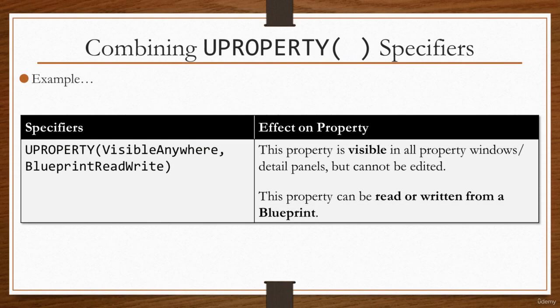One interesting example on how we can combine the UPROPERTY specifiers. In this example, we have UPROPERTY, and then the specifiers are visible anywhere, and then blueprint read write. So if you think about this for a second, the property is visible in all the property windows, that is in the details panels, but it cannot be edited. So we can see the defaults that are set for that in C++, but we cannot edit those in our blueprint derived classes.